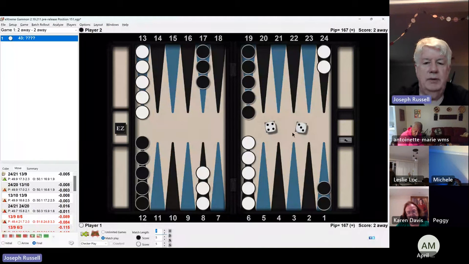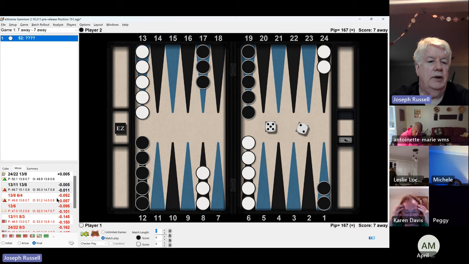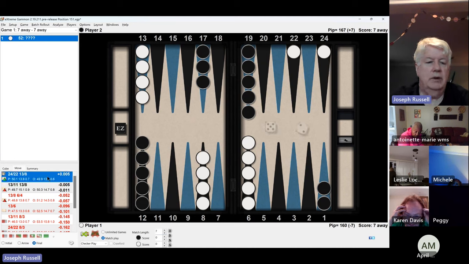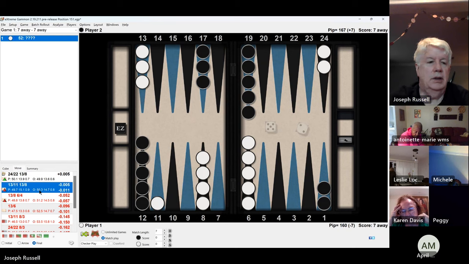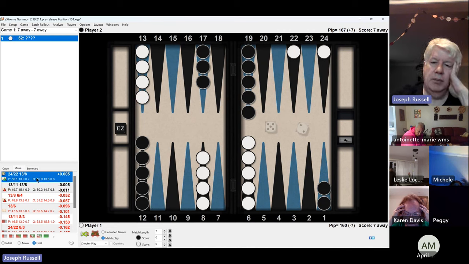Okay, so now we're talking about a 5-2. If we go to the 0-0 score, we can see this is a significantly better play to split than making this play. It's 0.011 better to make this play. Anytime a play is better for money or at an even match score, a long match score, there has to be significant reason for us to make another play.